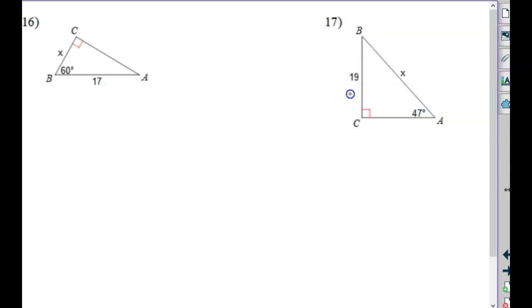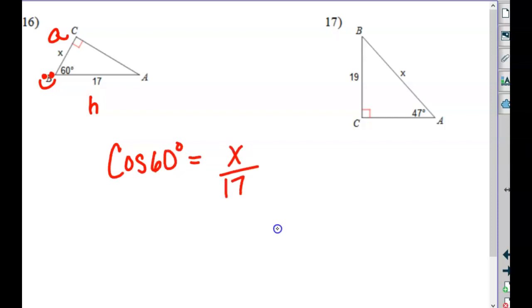All right, let's do one more. Let's do 16. Call it a day on these. Oh, this is actually a 30, 60, 90, but this is the angle we're working from. This is adjacent. This is hypotenuse. What function would that be? So the cosine of 60 equals x over 17.